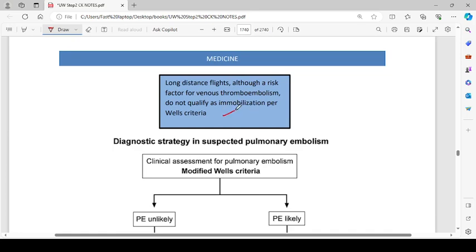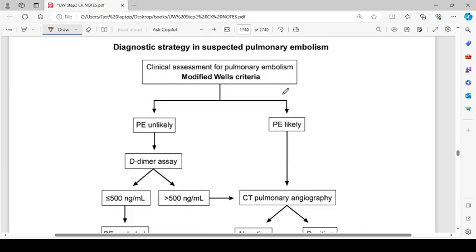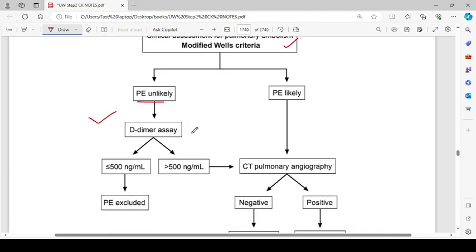So, diagnostic strategy to suspect pulmonary embolism. Firstly, clinical assessment of the pulmonary embolism by modified Wells criteria. If the pulmonary embolism is unlikely, do the D-dimer assay, which is sensitive but not specific. If the sensitive test comes out negative, the disease is very unlikely. If the D-dimer assay is less than 500 nanogram per ml, the pulmonary embolism is excluded. If it is more than 500, we come to this point.